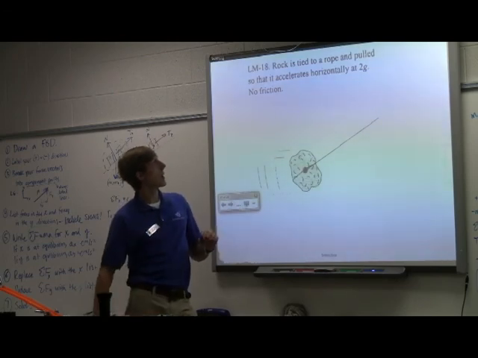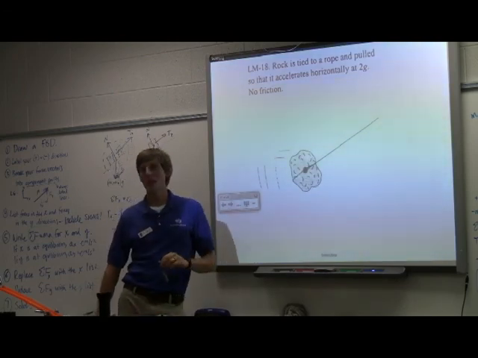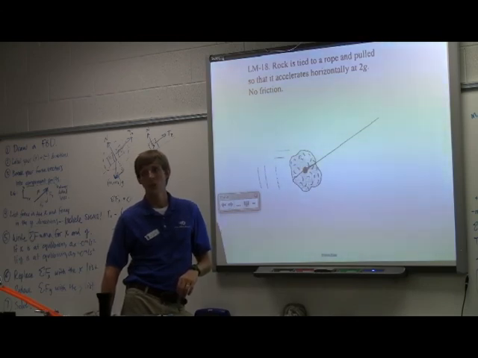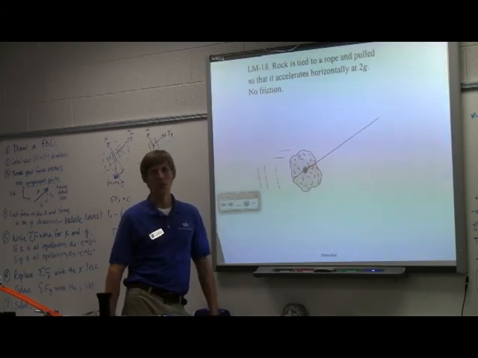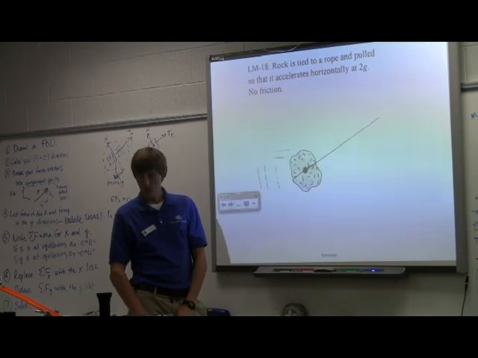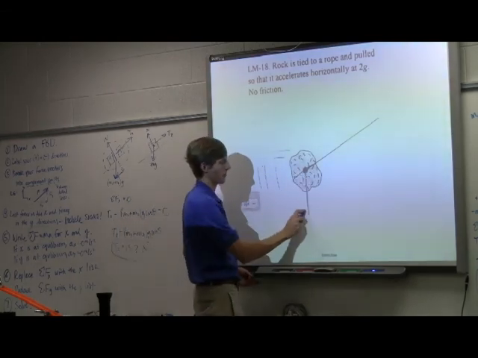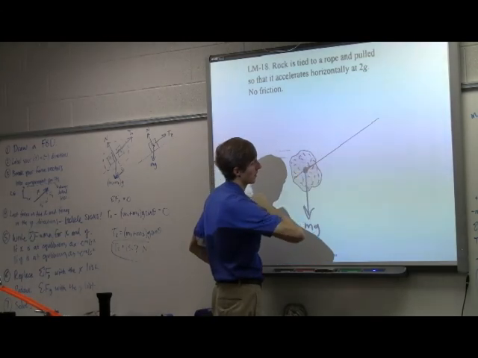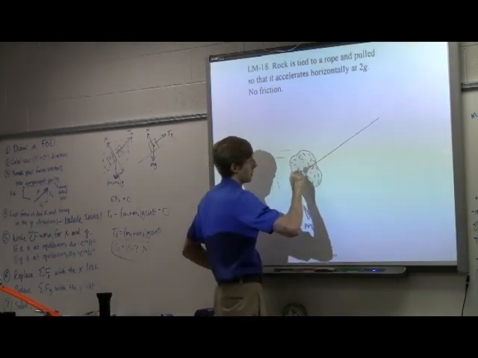Rock is tied to a rope and pulled so that it accelerates horizontally at 2g. Patrick, see what you can do. Did we see this? Nope. The last one was at equilibrium. Oh. Okay, well, gravity swings straight down. Yep. Tension is going in the direction where the rope is coming from. Yep.